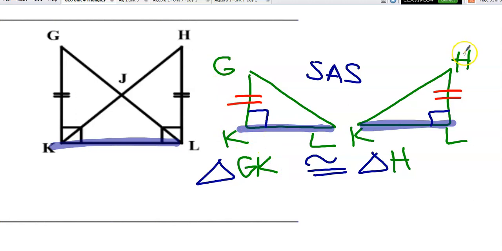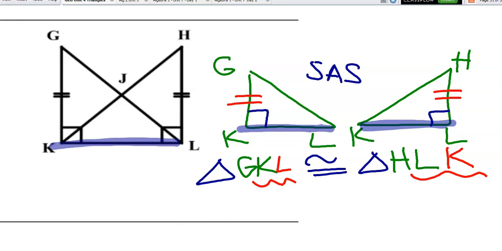So what would go with H? Well, L would go with H. And then what is the last letter remaining? Well, that is L. And the last letter remaining for this one is K. So if you notice, the KL and LK are swapped. Okay? Because the triangles are overlapping each other.